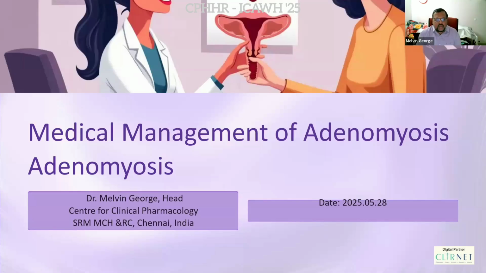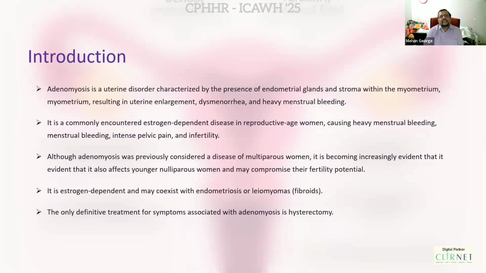The medical management of adenomyosis. So, what exactly is this disorder called adenomyosis? Adenomyosis is one of the common gynecological disorders for which a person comes to the gynecology OPD with a complaint of abnormal uterine bleeding. Abnormal uterine bleeding is one of the commonest reasons a woman visits a gynecology hospital. And among the different causes of abnormal uterine bleeding, one of the important organic causes that we will notice is this condition called adenomyosis.